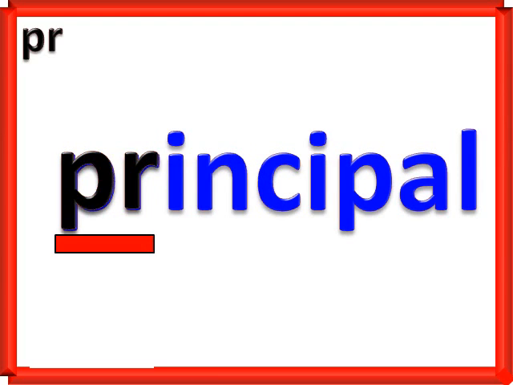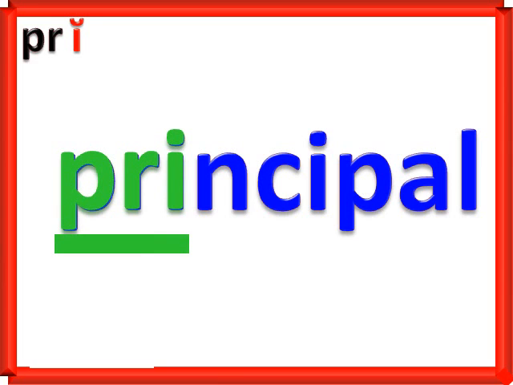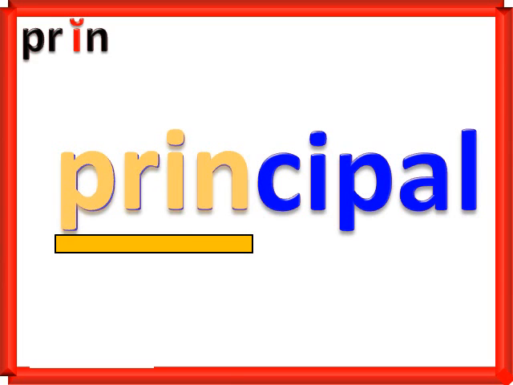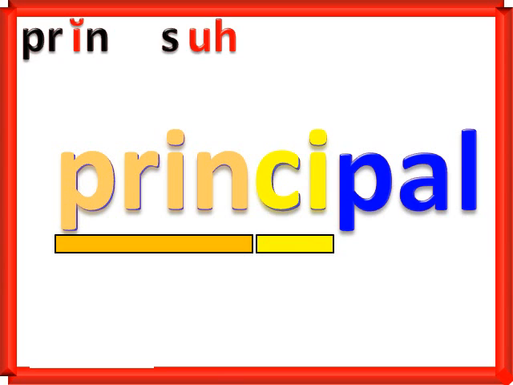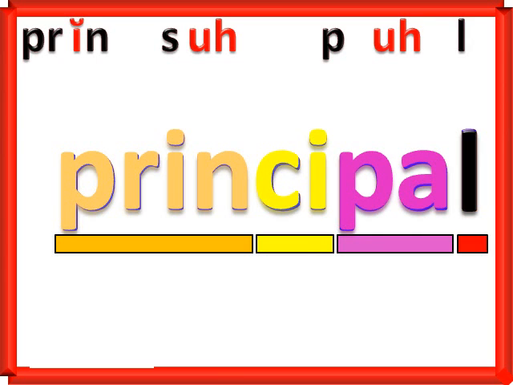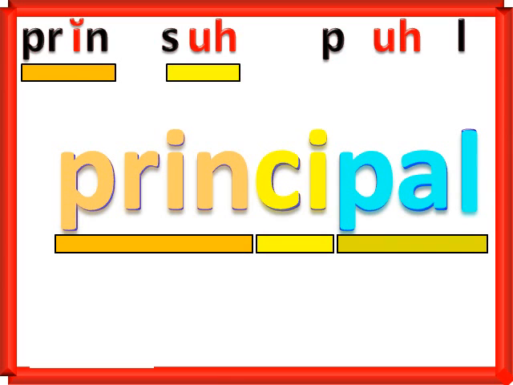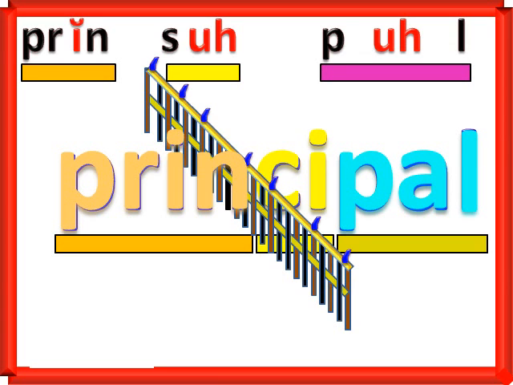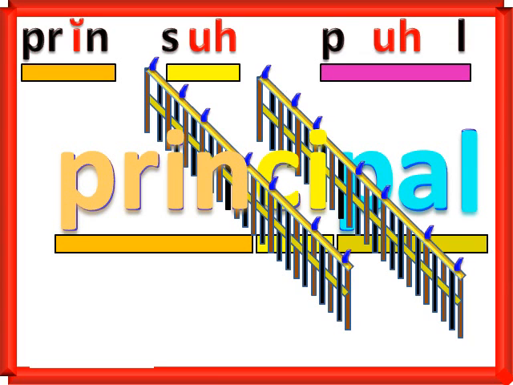Principal. Prin, s, s, p, pa, paw, prin, sa, paw, principal. Okay, there's a fence there, and there's a fence there. A fence between the N and the C separates Prin from Sa, and a fence between the I and the P separates Sa from Paul.